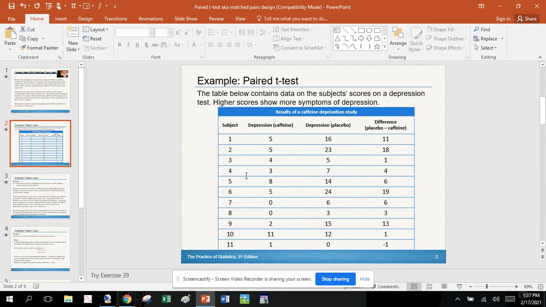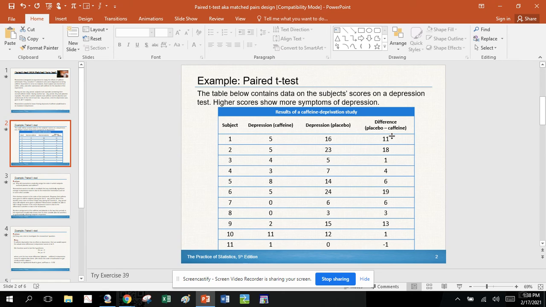So we go ahead and we get the results, and we have 11 subjects here. And then if you look on the columns right here, this was their score for when they had the caffeine, and then this was when they just had the placebo. So the scores for when they had the caffeine pill, and their scores for when they were just given the placebo. And then what we're going to do is look at the differences between the two.